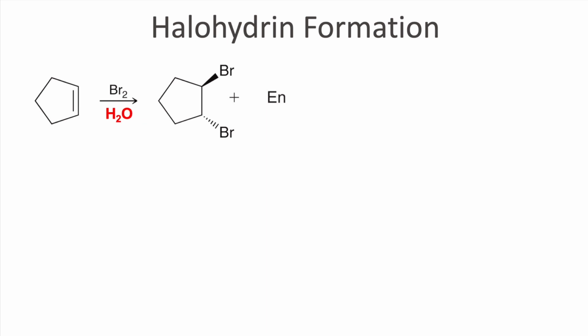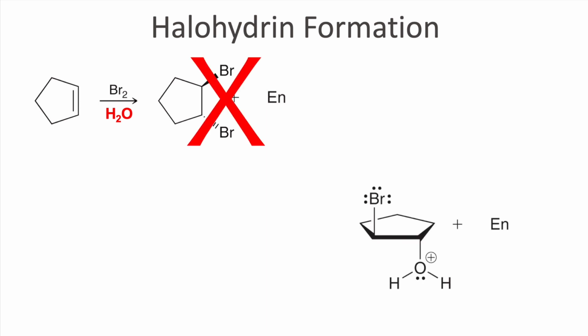However, if you do this under a nucleophilic solvent, like water, you don't get these products. Instead, you get a similar thing, but instead of a second bromine being added, you will add a water molecule. And then the last step of removing one hydrogen will give you an alcohol. So the final product is a molecule where you have a halogen and an OH adjacent to each other. So how does this work?